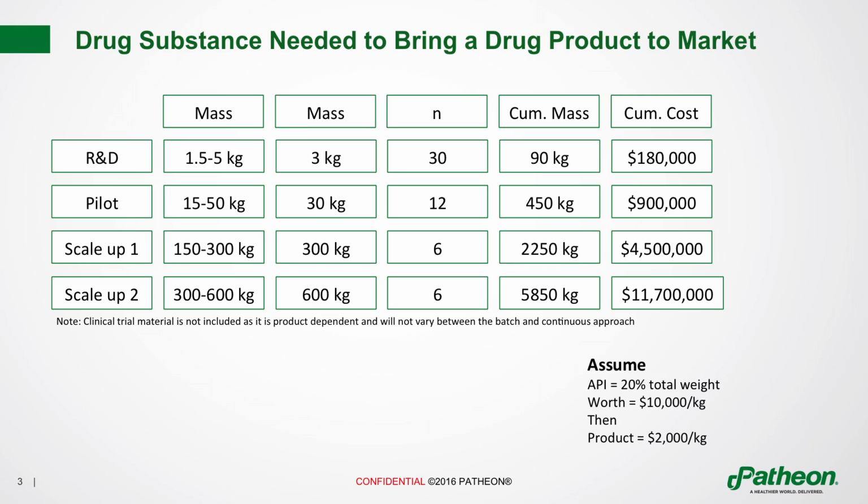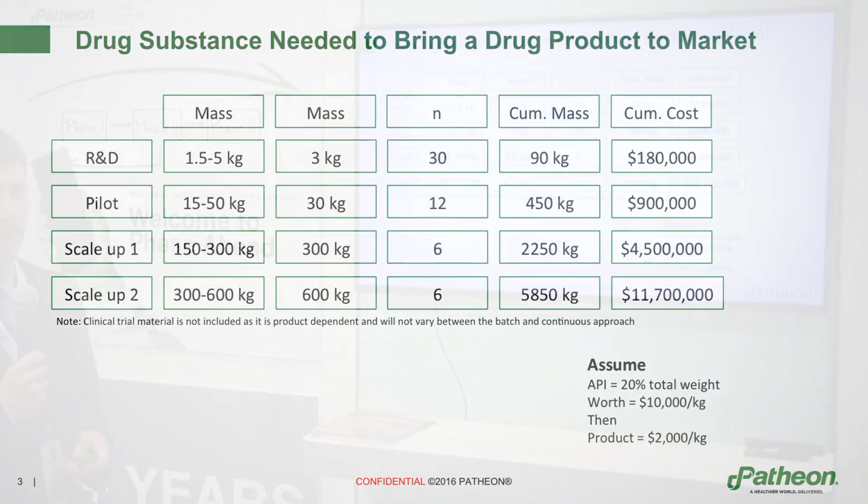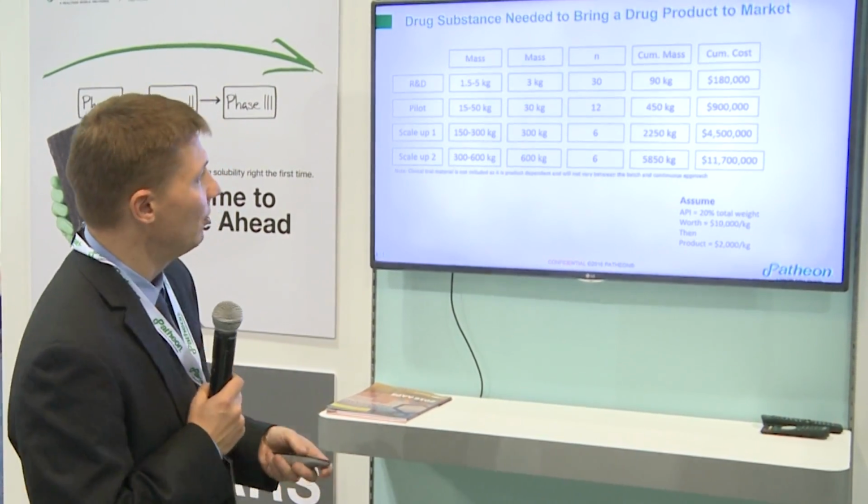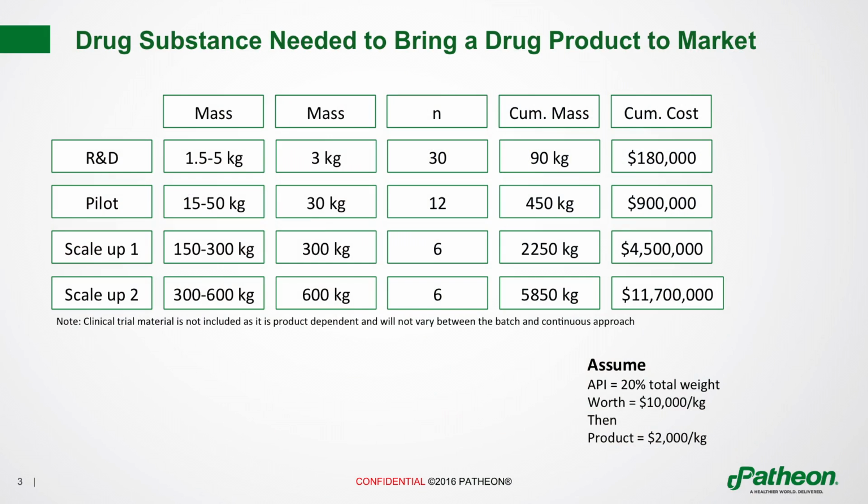Let's just take a mean number in all those things, kind of a typical scale-up scenario, and then say how many experiments I'm going to do at each stage. Well, in the QbD age that we're in now, you'd end up doing somewhere around 30 experiments in R&D. It's about 90 kgs of material, 12 in pilot, 6 and 6 in the scale up.